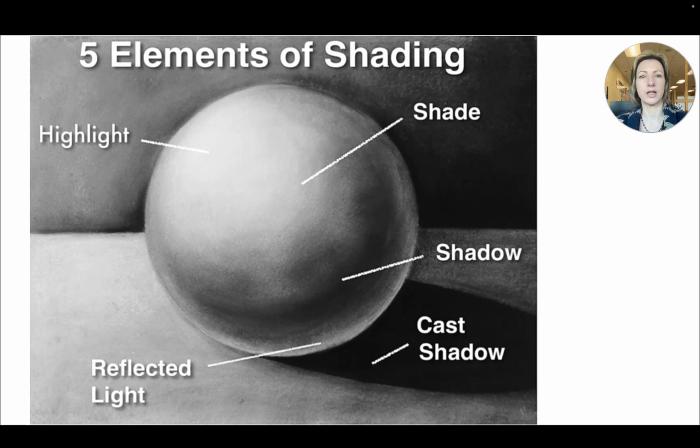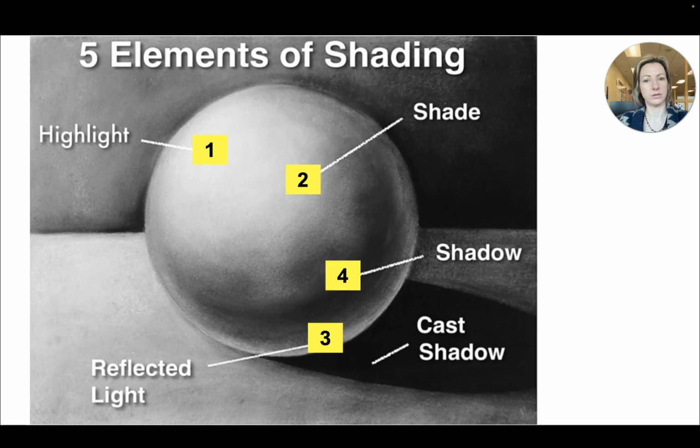So our 5 elements of shading, you need to know this. If you're shading a sphere, you're going to have a highlight. That is going to be your lightest value. You're going to have a shade or midtone, kind of depends on how you want to call it. You're going to have reflected light underneath. So your reflected light is going to be a little bit lighter than your shade. And that's the light that's bouncing off the ground.